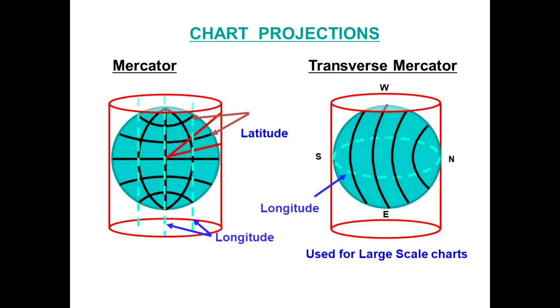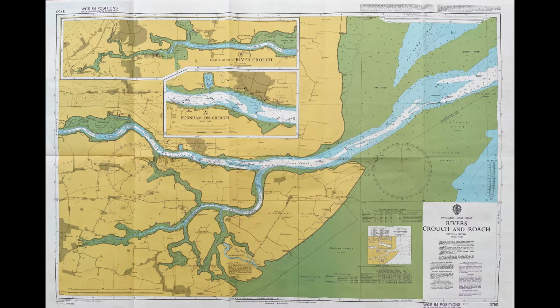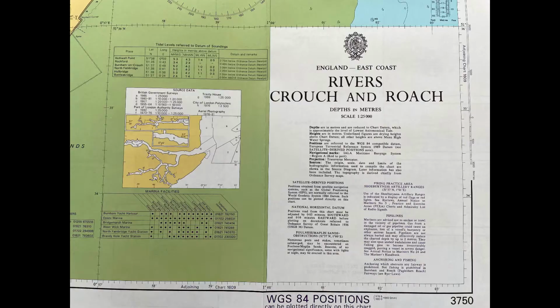Mercator also made measurements and drew up charts with the Earth on its side, and this is called transverse Mercator. And transverse Mercator is used on large-scale charts of 1 to 25,000 or less, which cover a small area, a port or harbour, for example, because transverse Mercator provides greater accuracy over small distances than standard Mercator. Here, for example, is a chart of the Crouch and Roach rivers on the east coast of Britain, where the scales are between 1 to 10,000 and 1 to 25,000, and you can see that the projection is transverse Mercator.